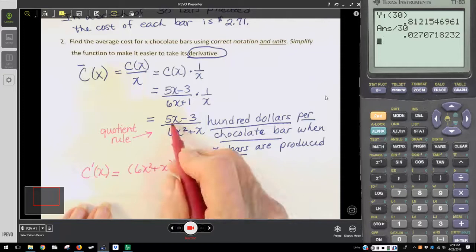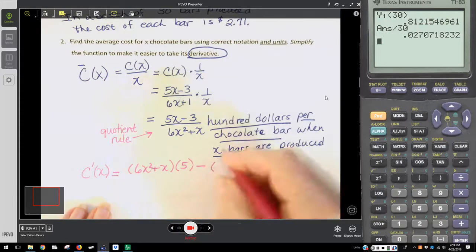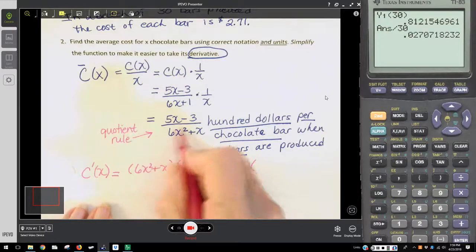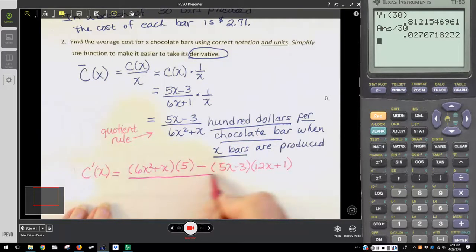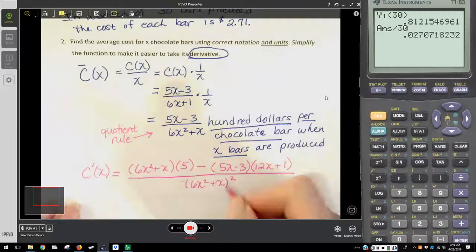which is going to be 5, minus the numerator, which is 5x minus 3, times the derivative of the denominator, which is going to be 6 times 2 is 12, x to the first, plus the derivative of x is 1. And that's going to be divided by the quantity 6x squared plus x, and that quantity is squared.